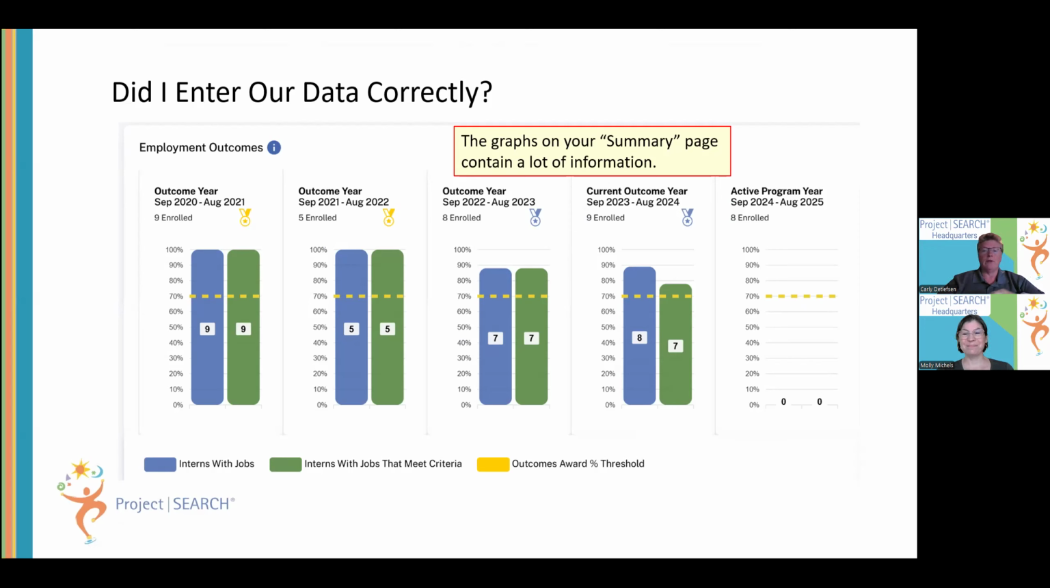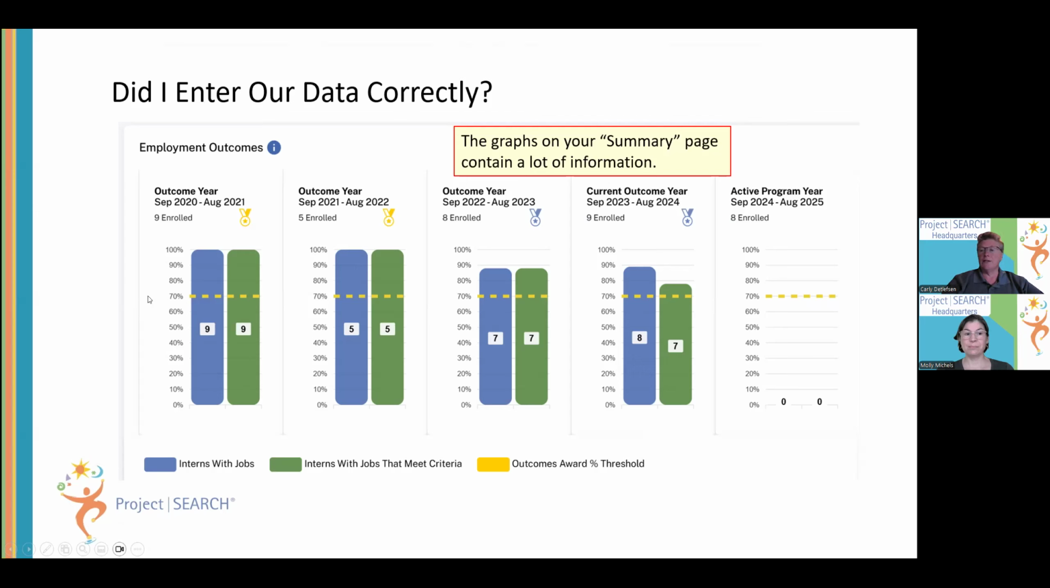But the top of your summary page has the capacity to show you the last 5 years worth of cohorts. So on the far right, it will show you your active program year, so your current cohort year. Then it will show you your current outcome year, which was last year's cohort, because that's the one you're reporting employment on. And then it will show you up to 3 additional prior years of data.